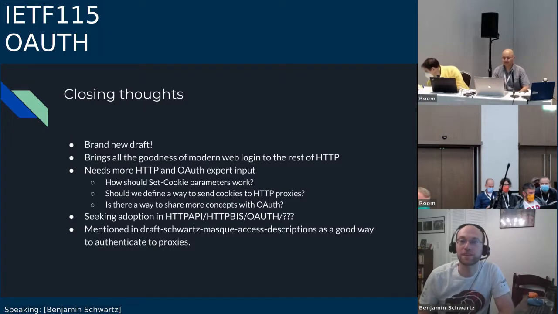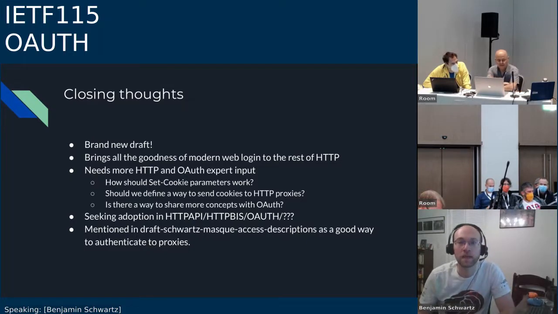So this is a brand new draft. It's designed to bring all of the great OAuth-driven single sign-on and two-factor login stuff to the rest of standards-driven HTTP. It definitely needs more input from folks like you. I'm especially interested for this group in what components here could be shared more with the OAuth ecosystem, or even, is there a way to express this in OAuth? And by the way, I'll be repeating this presentation, I believe, tomorrow morning for the HTTP API working group to get their input. I'm seeking adoption here, and I think it's an interesting question of where that adoption would live. If you want to see more use cases, I would mention the access descriptions draft in MASQUE. Okay, that's all. Aaron?